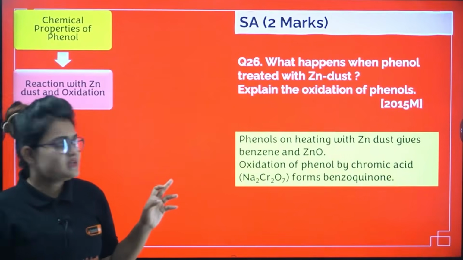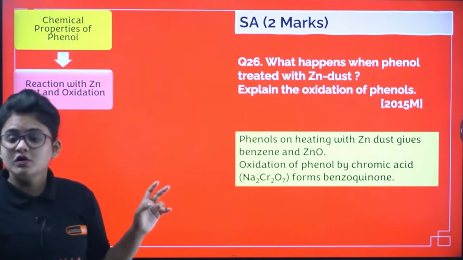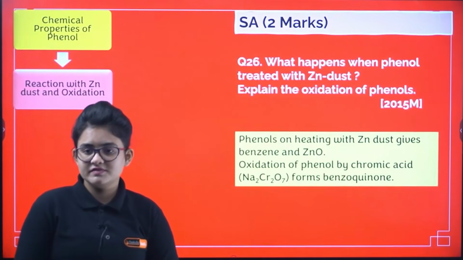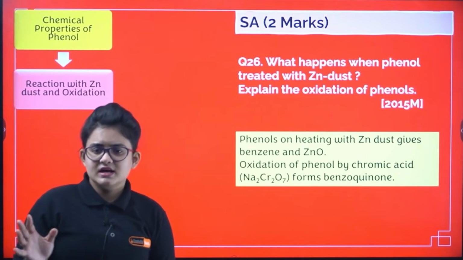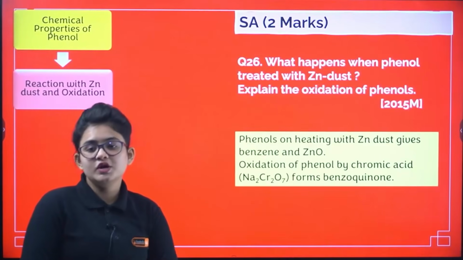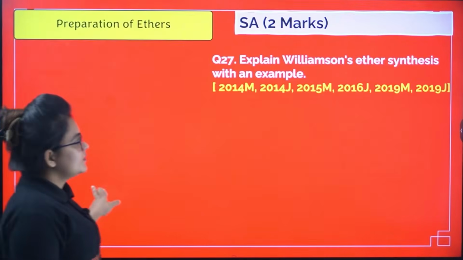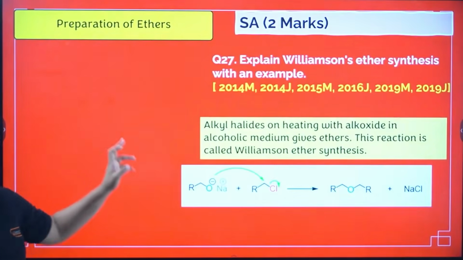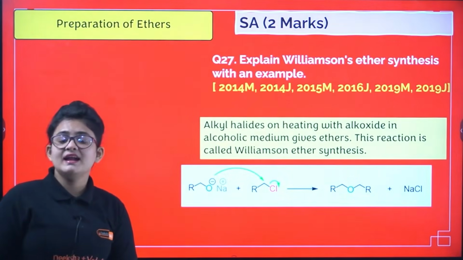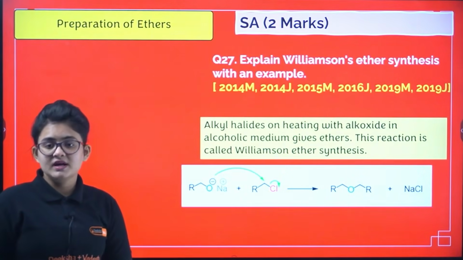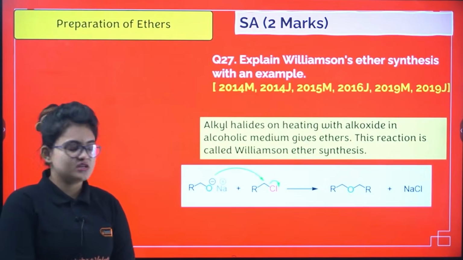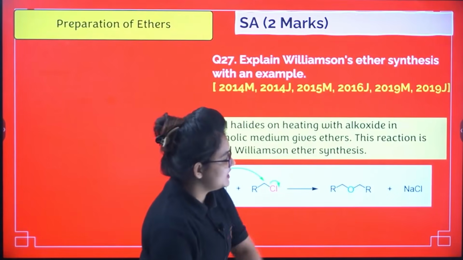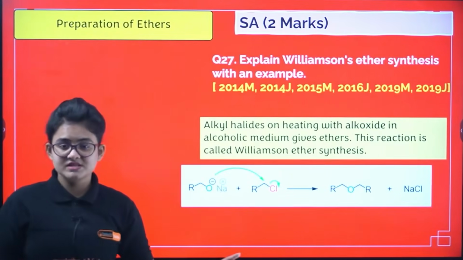Next, explain the oxidation of phenols. If you oxidize the phenol in presence of Na2Cr2O7 or chromic acid, then you will get benzoquinone type of compound. Proceed further, explain Williamson ether synthesis with an example. If you take any alkyl halide and alkoxide ion in alcoholic medium, then it will undergo SN2 type of reaction. So this O minus will attack over this carbon, the chlorine will leave the system and you will end up with the ether. That is your Williamson ether synthesis.